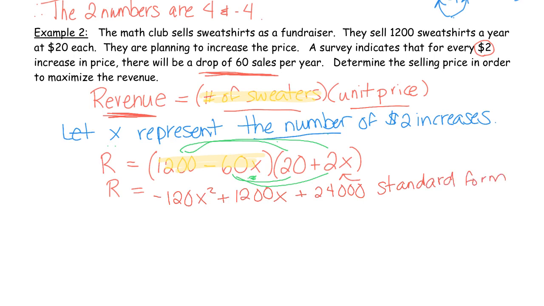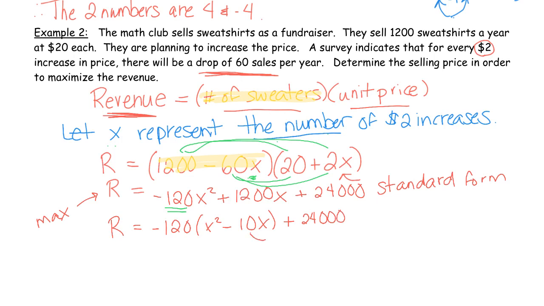Well, standard form is not super helpful. What we want to do is find the maximum revenue. So we're maximizing this revenue based on the number of increases. So I actually want vertex form. So I'm going to go ahead and complete the square to get vertex form. My first step in completing the square will be to factor out this negative 120, so I have that out front. That leaves me with x squared minus 10x. And then I still have this 24,000 at the end here.